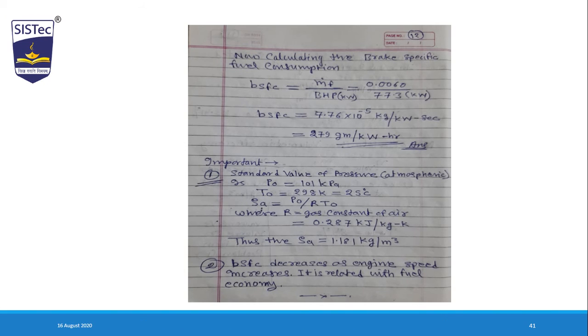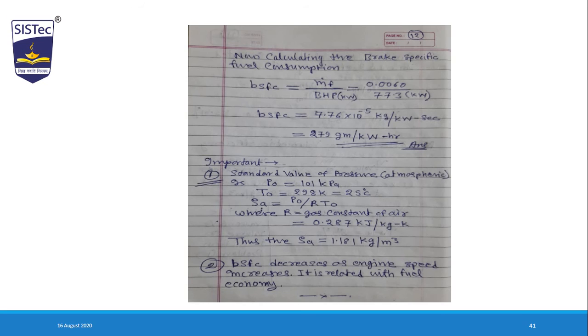Now the brake specific fuel consumption: BSFC equals mass flow rate of fuel divided by the power output, that is brake horsepower in kilowatt. After putting in the values, the BSFC is 7.76 into 10 raised to power minus 5 kg per kilowatt second, or in hours it is around 279 gram per kilowatt hour.